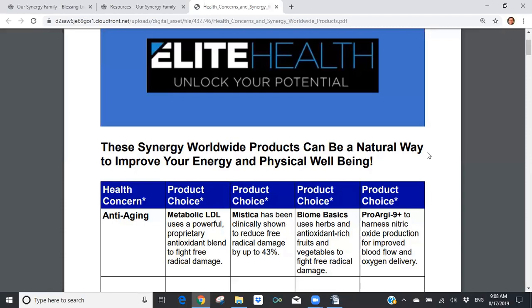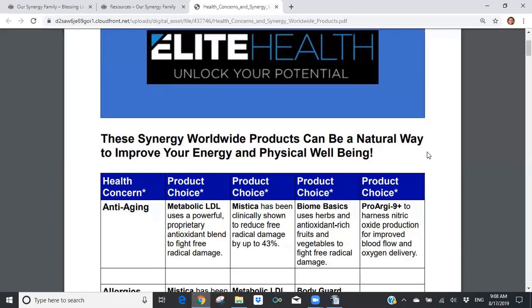And again, we'll come back to allergy, which is one of the other ones that are up here. And then another product of choice is the Biome Basics, and then ProArch-9 Plus to improve nitric oxide production for blood flow and oxygen delivery.